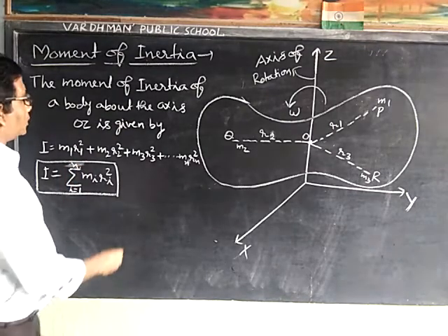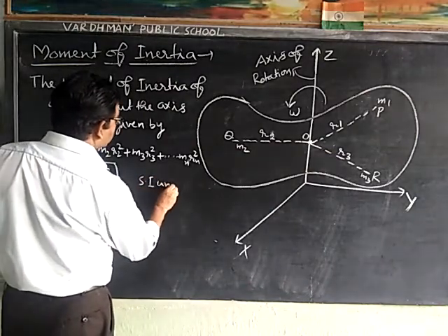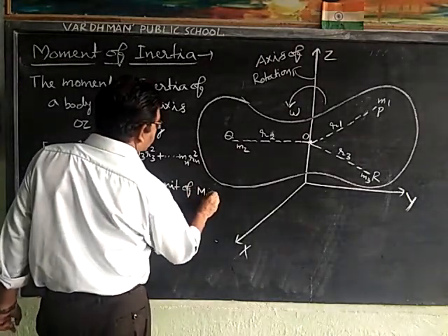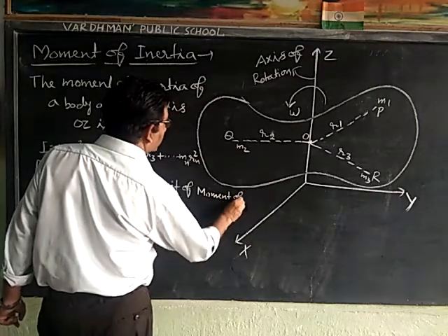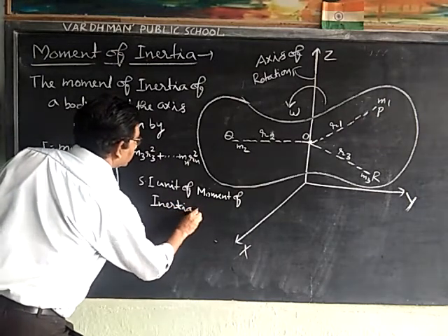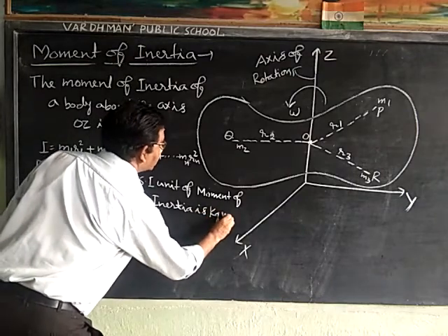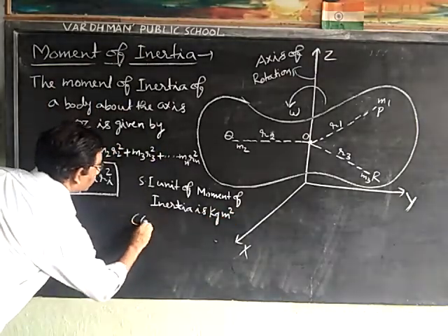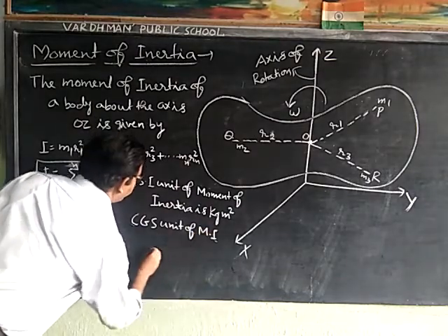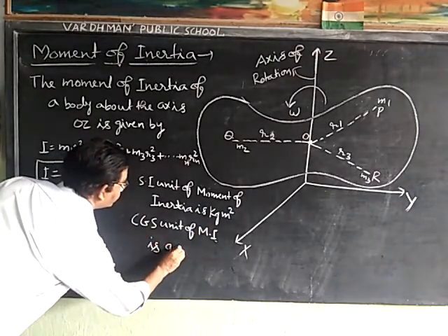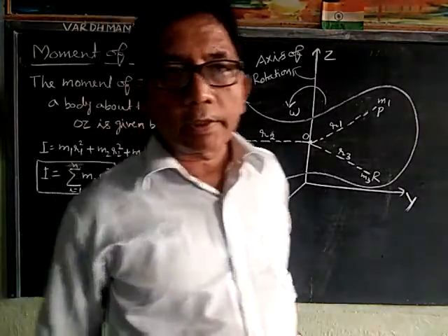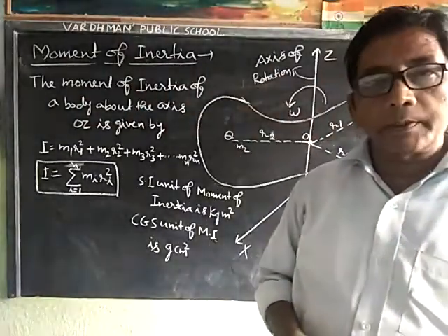What is the unit of moment of inertia? The SI unit of moment of inertia is kilogram meter square, and the CGS unit of moment of inertia is gram centimeter square.